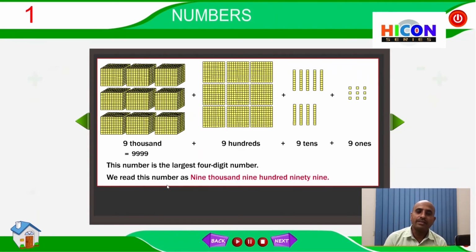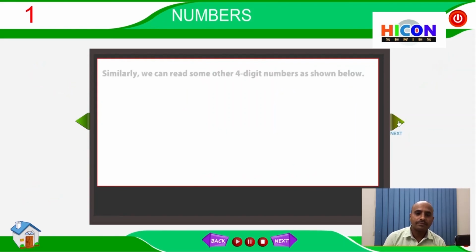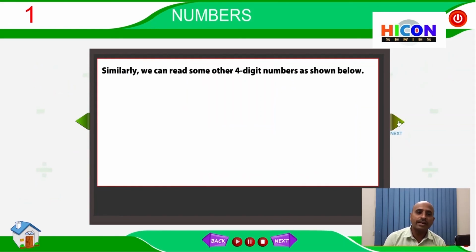This number is the largest 4-digit number and we read it as 9999. In this way we can represent thousands by using cubes, hundreds by using sheets, tens by using strips, and ones by using small pieces. In this way we can represent the largest and smallest 4-digit numbers. Go to the next part. Similarly, we can read some other 4-digit numbers as shown below.